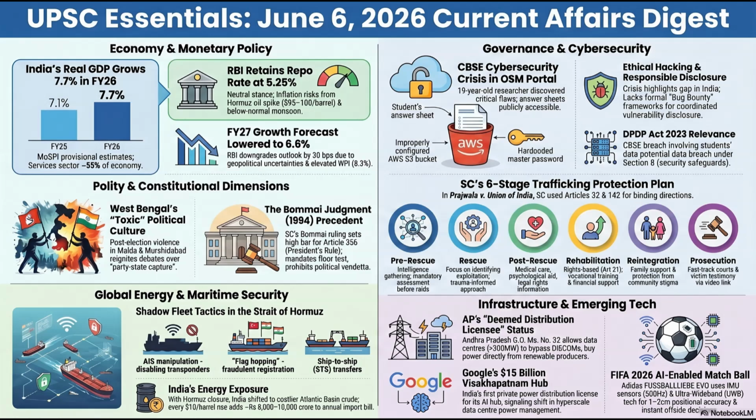data privacy questions. We examined the Supreme Court's landmark judicial intervention regarding human trafficking, utilizing extraordinary constitutional powers to mandate a trauma-informed, 6-stage victim protection plan that elevates survivor rehabilitation to a fully justiciable, fundamental human right under Article 21. And finally, we analyzed Andhra Pradesh aggressively rewriting the foundational rules of the energy sector, permitting mega data centers to legally bypass the state electrical grid to feed the insatiable multi-gigawatt power demands of the artificial intelligence revolution.